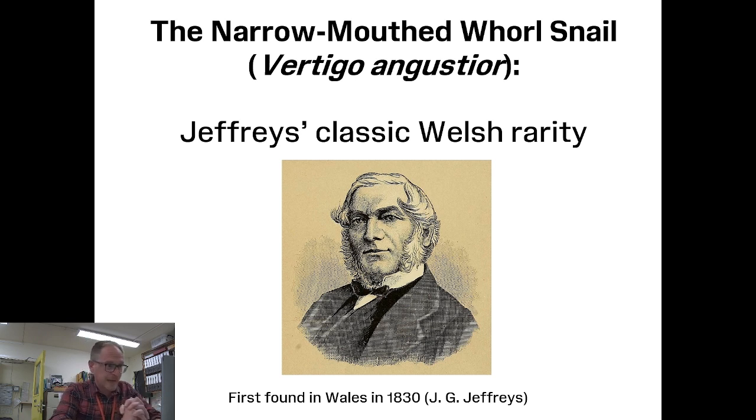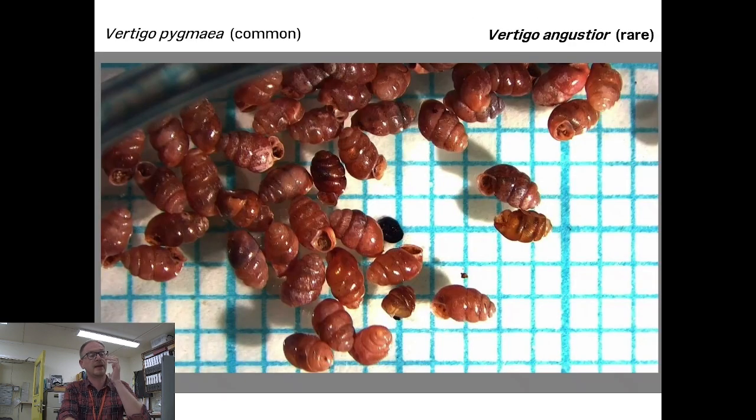First of all, the narrow-mouthed whorl snail, Vertigo angustior, as we like to call it. This was first found in Wales by John Gwyn Jeffreys of Swansea. There he is, his magnificent smouldering presence with those awesome Victorian sideburns. He was one of Wales's best ever conchologists, malacologists, people who study mollusks. And he discovered this species on his own back doorstep, if you like, in Swansea in 1830. However, it has always been a rare species. And thankfully for us, it's a relatively easy one to recognise.